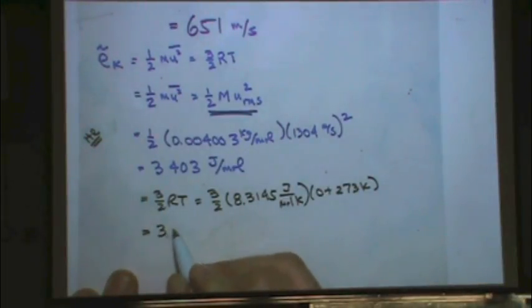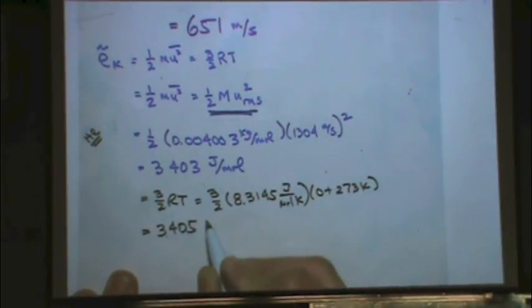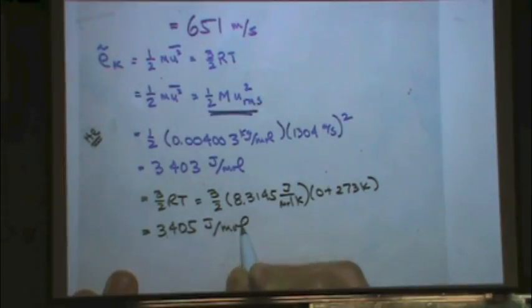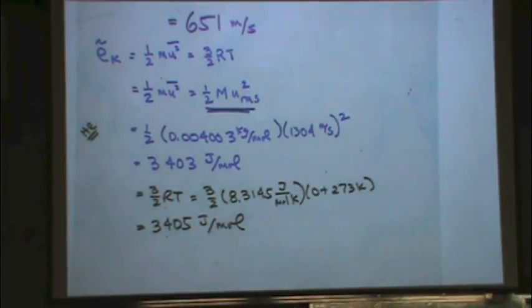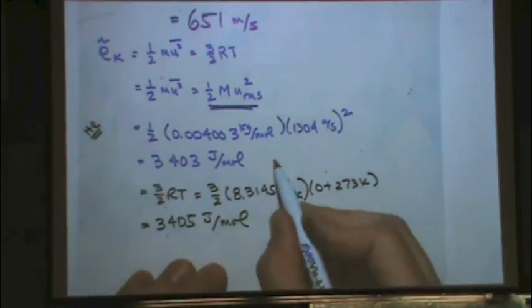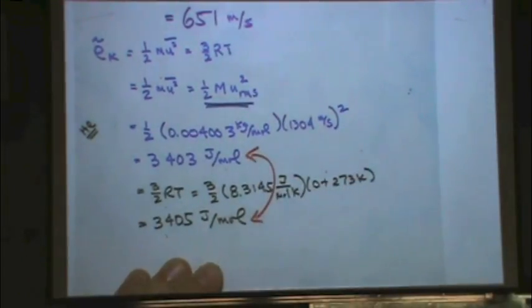I got 3405 joules per mole. That's convenient because I was calculating the same thing, so I better get the same answer. Now, what do you think would happen if I did this for methane? I just did this for helium so far. What would happen if I did this for methane? I better get the same answer.